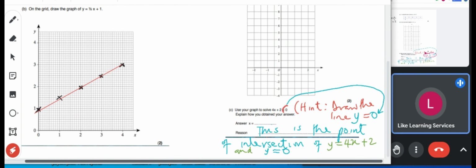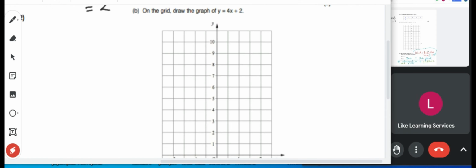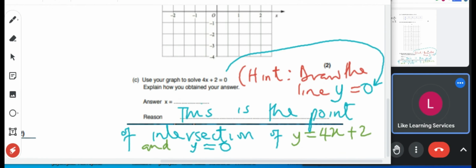And why did I say y equal to 0? Because they wrote 0 after it here. That's why I said y equal to 0. If they had written 3, I would have said y equal to 3. If they had written 4 here, I would have said y equal to 4. If they had written minus 1 here, I would have said y equal to minus 1.